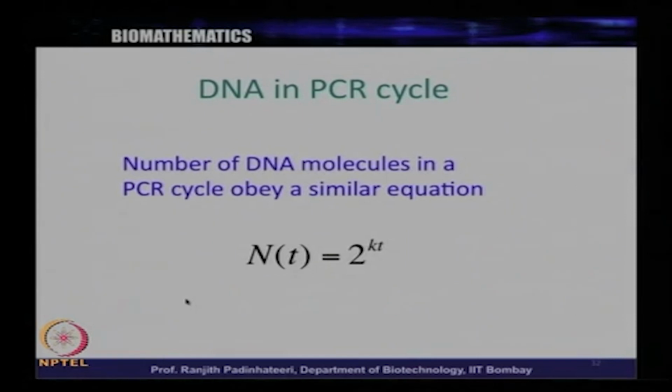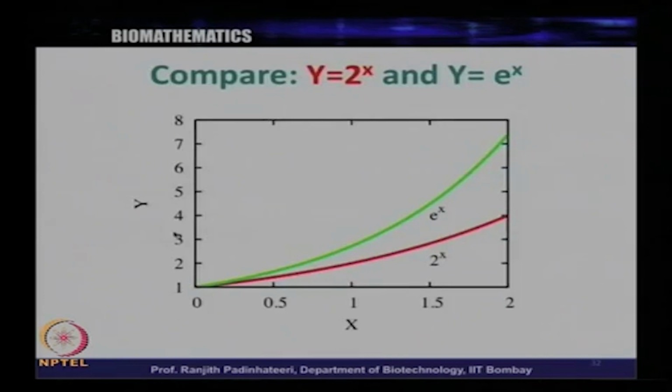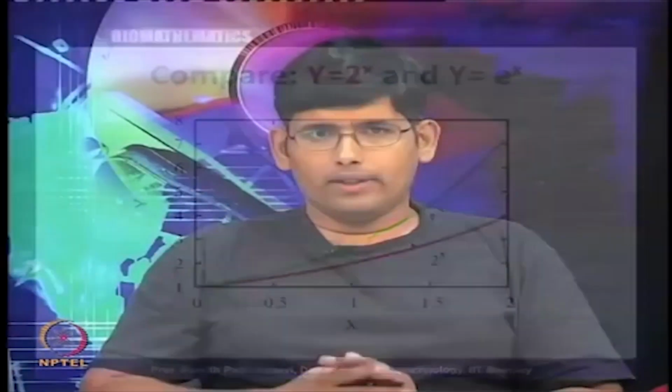Now, let us have a look at another function. Let us look at how 2 power x compares to e power x. How does it look? So, e power x and 2 power x look like this. The red curve here is 2 power x and the green curve is e power x. So, this is another example of a biological function. 2 power x is a function which is relevant in biology, and we will learn about this in great detail.